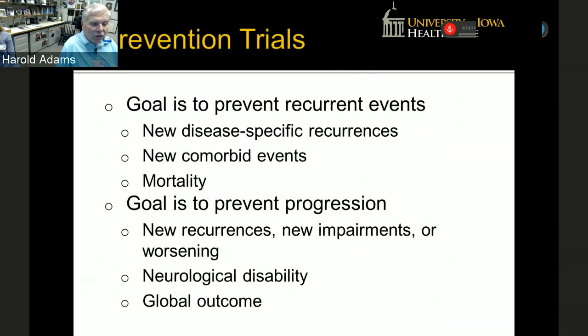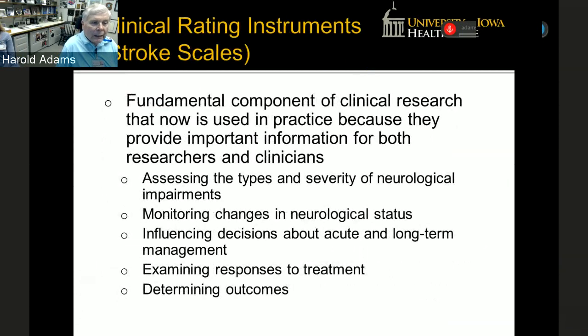Now, in prevention trials, the goal is to prevent recurrent events. These can be disease-specific events such as a recurrent stroke, a recurrent bout of MS. It could be new comorbid events that we're trying to avoid, and of course, mortality. If the goal is to prevent progression, we're going to look at new recurrences, new impairments, or neurological worsening, and then a global outcome measure.